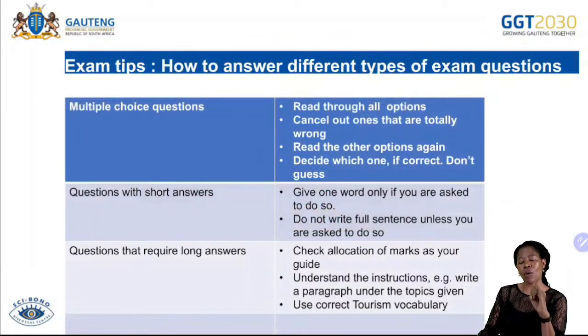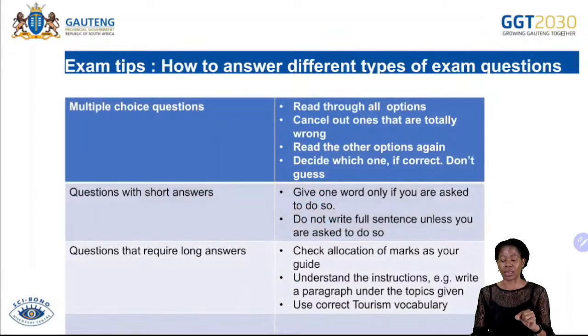You read through all the options, and then you cancel out those that are totally wrong. You will see some of them do not relate to this type of question, or I haven't heard even my senior educator saying this type of answer. This is how you eliminate the wrong answers from the correct one. And then, after doing that, read again the option that you think is the most correct one. You read it again, and then you can decide which one is correct.